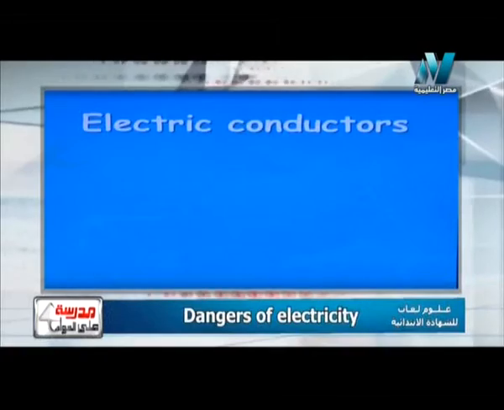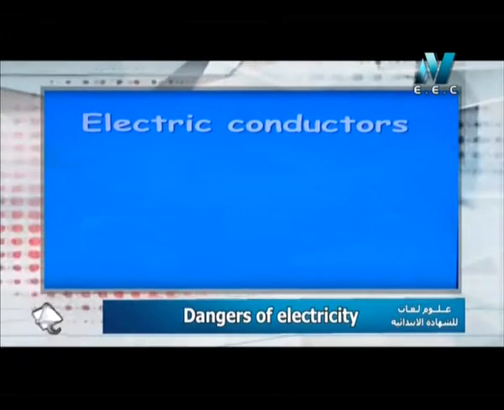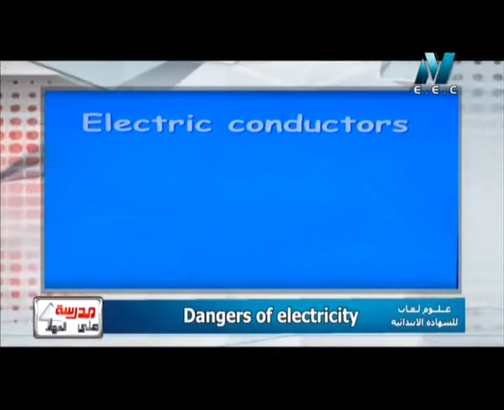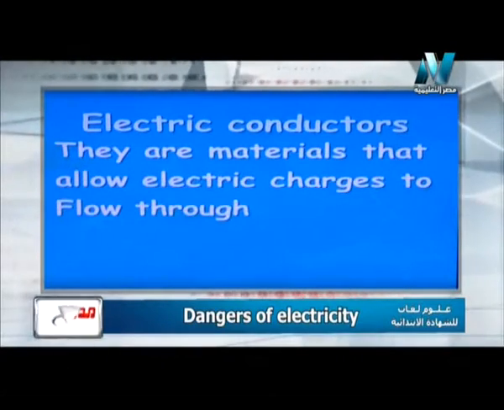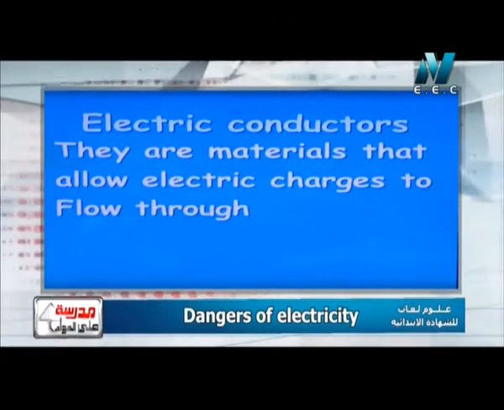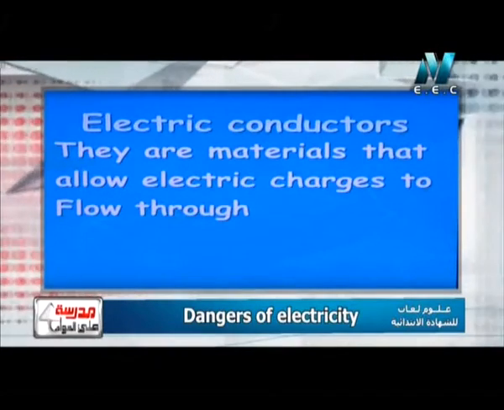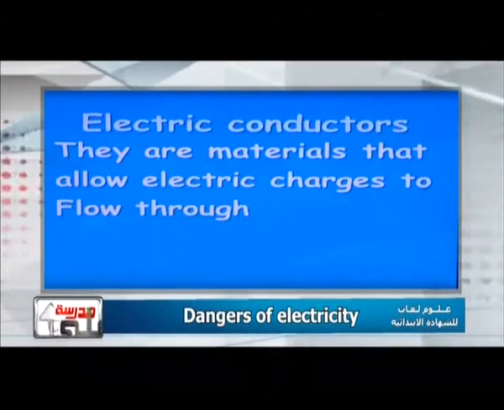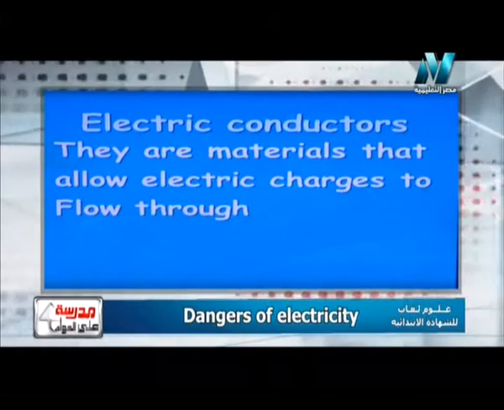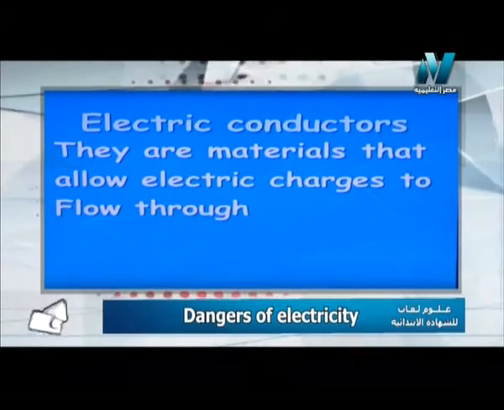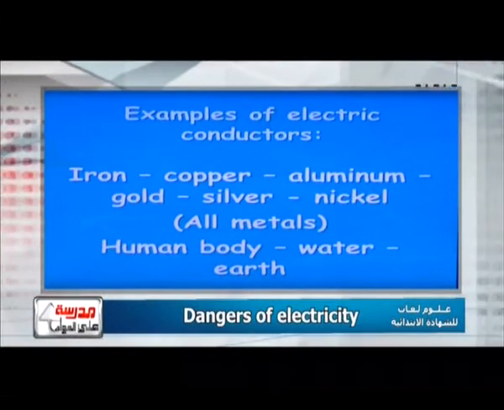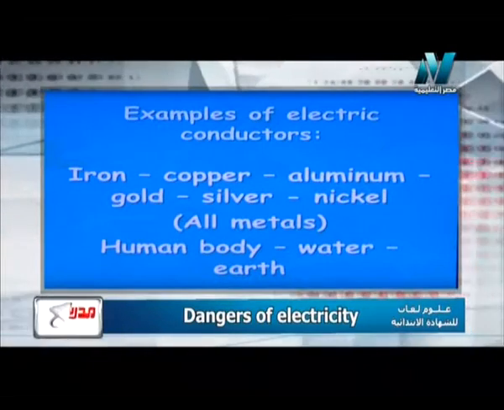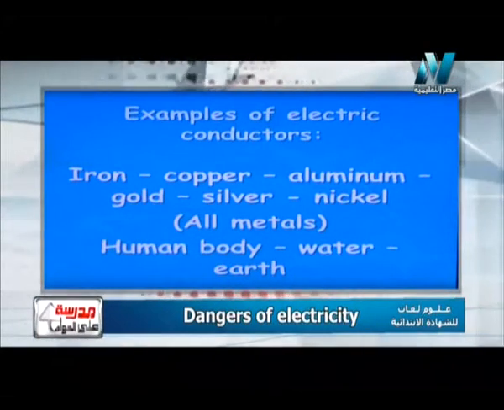Okay, so let's summarize what we have studied in this activity. We can make a definition for the electric conductors. They are materials that allow electric charges to flow through. Such as what? We have many examples of conductors, such as iron, copper, aluminium, gold, silver, nickel, all metals.